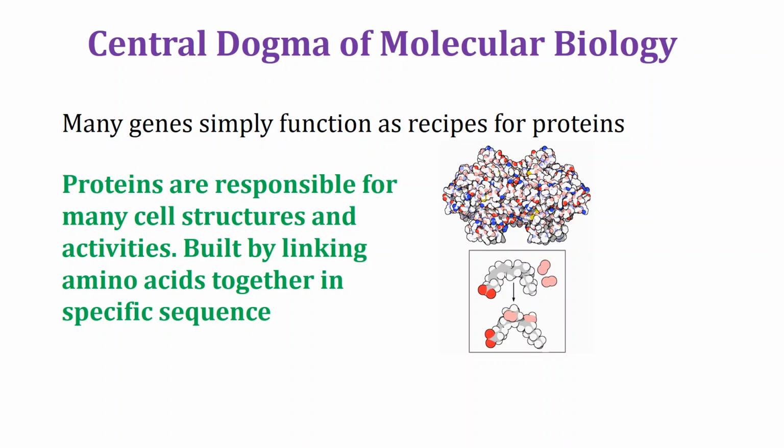The central dogma of molecular biology, the main point behind the genetic information you find in all living cells, is that these genes mostly function as recipes for how to build proteins. Proteins are complex molecules, chains of amino acids, that are responsible for many of the structures in the cell and the activities. By linking together certain amino acids in a specific sequence, we'll cause a protein to adopt a certain shape. And the shape of the protein defines its function.